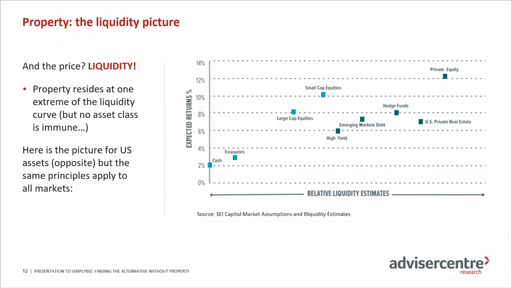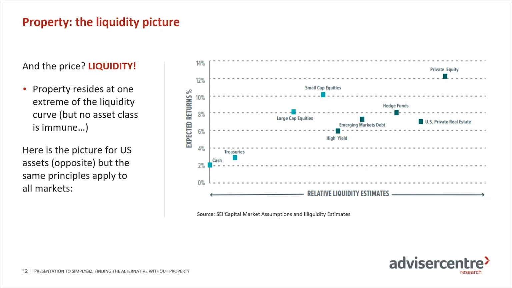But the price of this, and this is now writ large, is if you are in commercial property, we do have an issue, and the issue is liquidity. From SEI, so thank them for that, we have on the upper axis, expected return. On the lower axis, we have relative liquidity. So here we are saying the expected potential return marrying up with the liquidity estimates. And the bottom line is it is an illiquid asset.